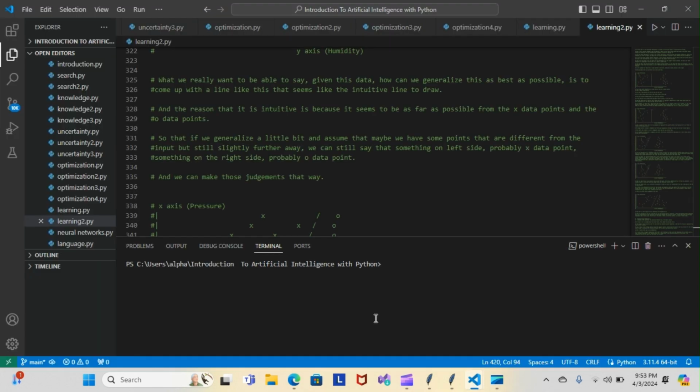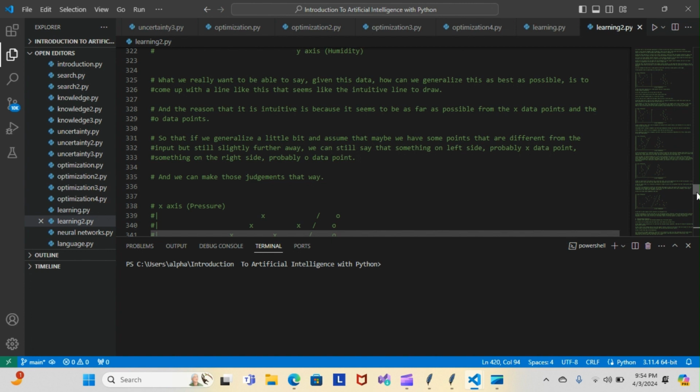Now, last night, if you recall, we were in the process of making our lines more intuitive so we can perfectly generalize or separate our data without any mistakes. So, what we really want to be able to say, given this data, how can we generalize this as best as possible, is to come up with a line like this that seems like the intuitive line to draw. And the reason that it is intuitive is because it seems to be as far as possible from the X data points and the O data points. So that if we generalize a little bit and assume that maybe we have some points that are different from the input but still slightly further away, we can still say that something on the left, probably X data point, something on the right, probably O data point. And we can make those judgments that way.